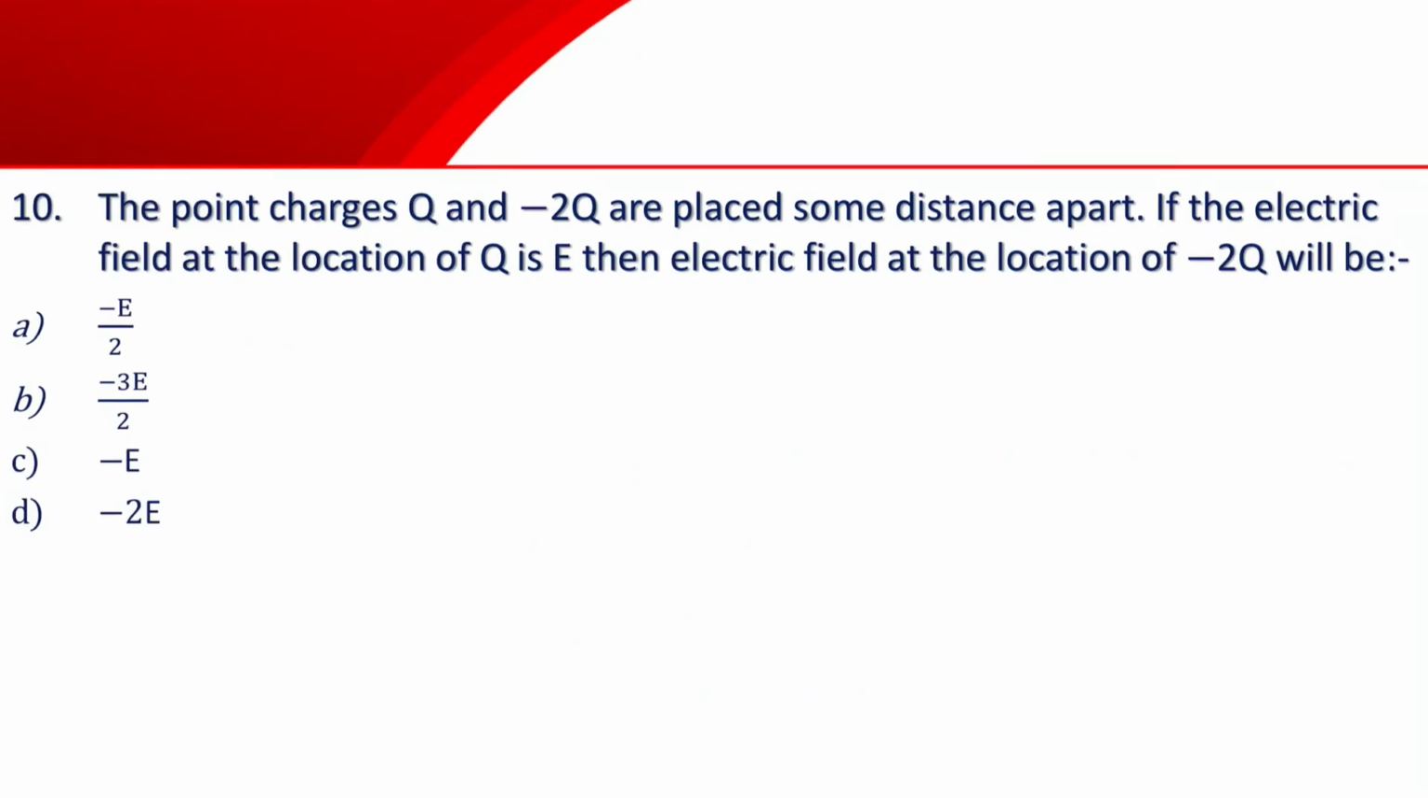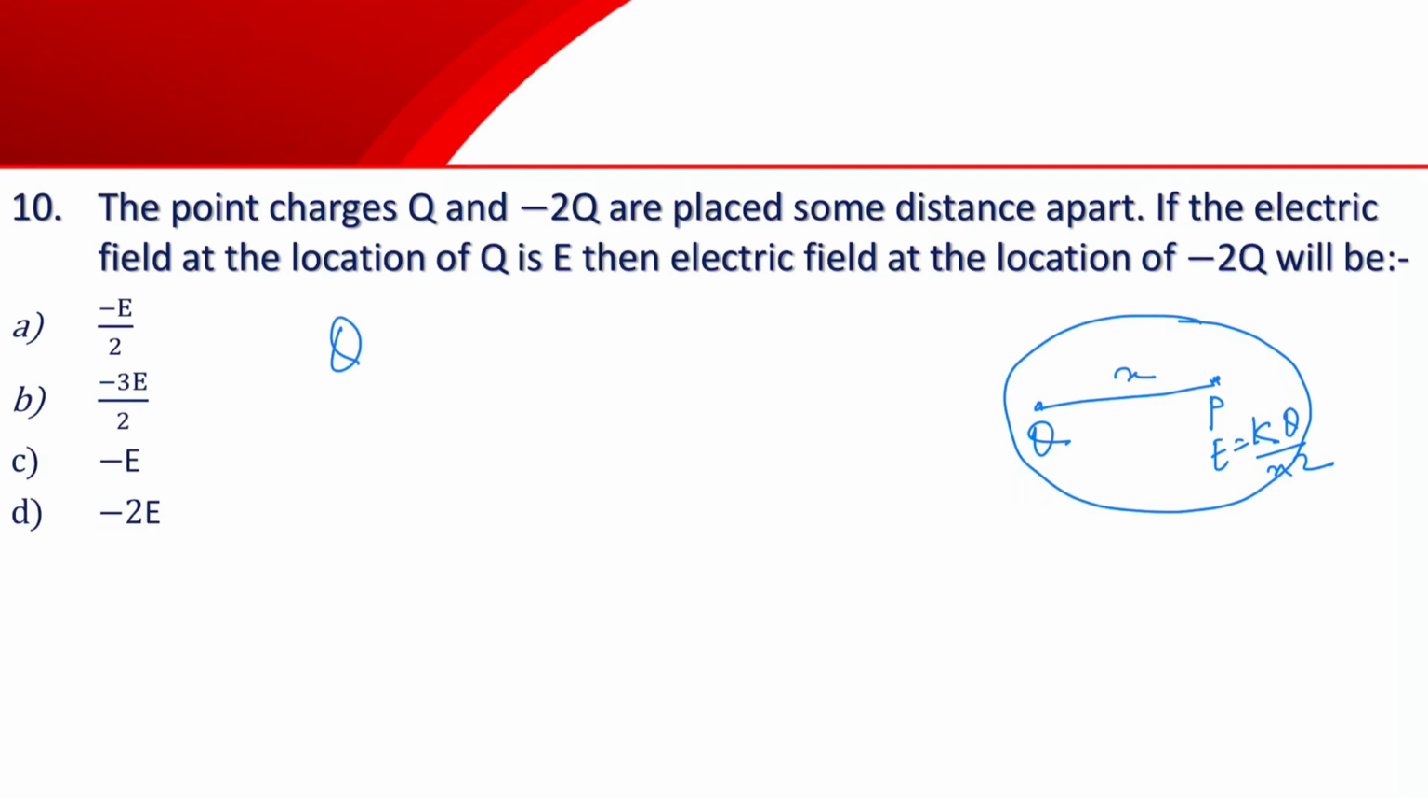Next, two point charges q and minus 2q are placed some distance apart. If the electric field at the location of q is E, then what will be the electric field at the location of 2q? See, we have studied the concept. If here is a point charge q, and we have to find the electric field intensity at a point at distance x, then we can write the electric field intensity E equals k q by x square.